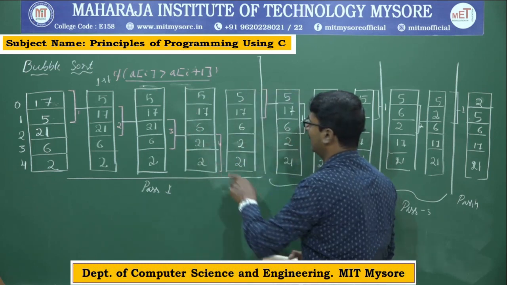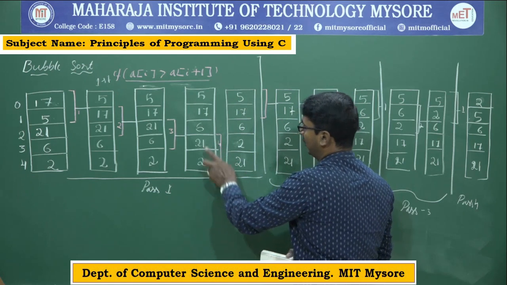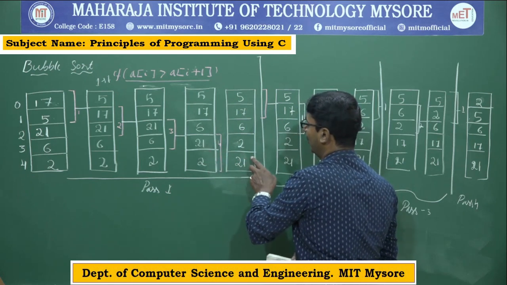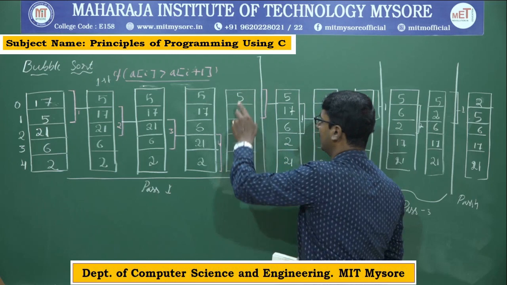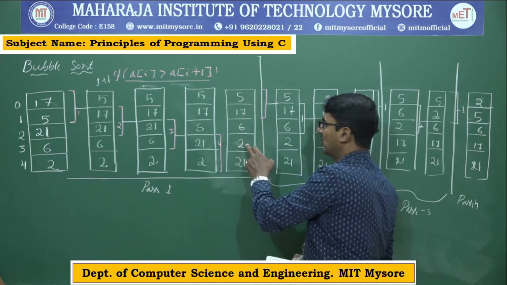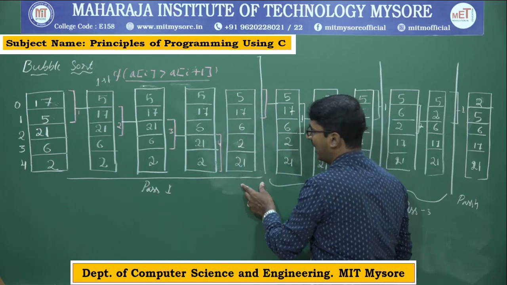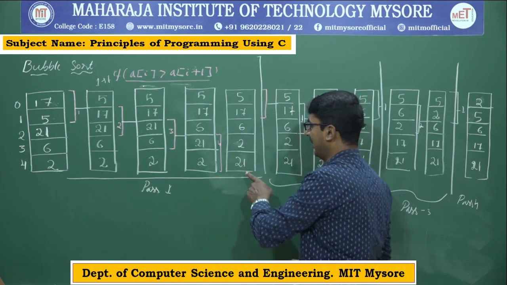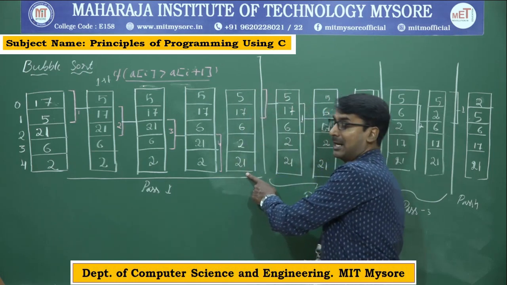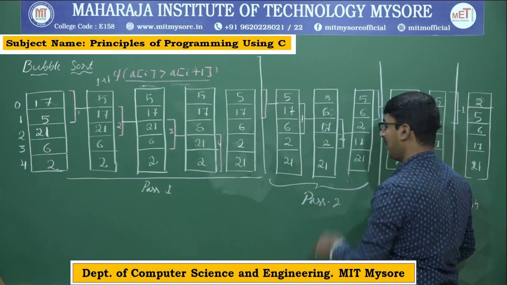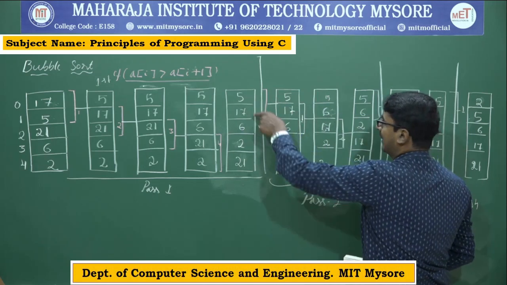In the next iteration 21 and 2 will be compared. So 21 is greater than 2, then the values will be exchanged. So the resultant array is 5, 17, 6, 2 and 21. So in the first pass, the largest element is moved to the end of the array. Again, next pass, 5 and 17 will be compared.